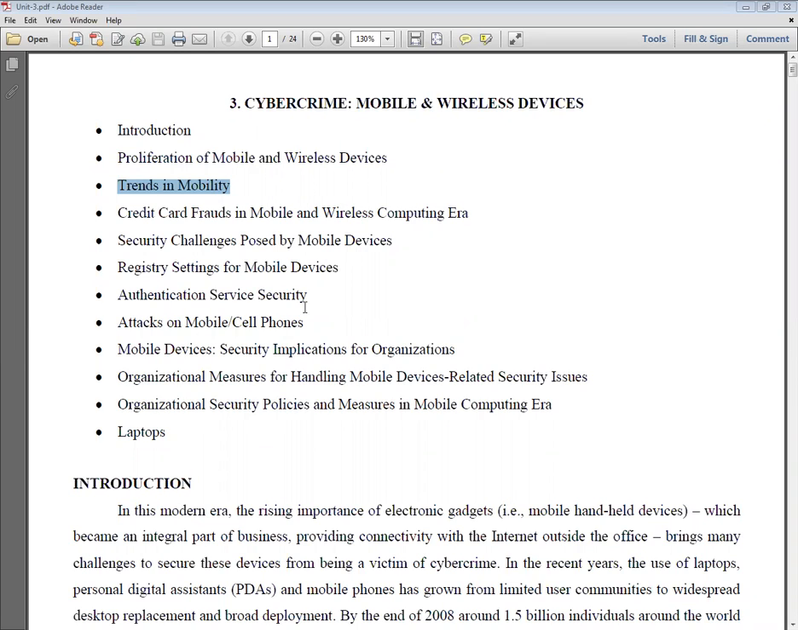Now think about the present modern era: a person who is having a mobile phone is automatically having internet access, right? So we cannot say that 100% of users are using internet access, but nearly 90% of the persons who have mobile phones in their hands have internet access also, right?